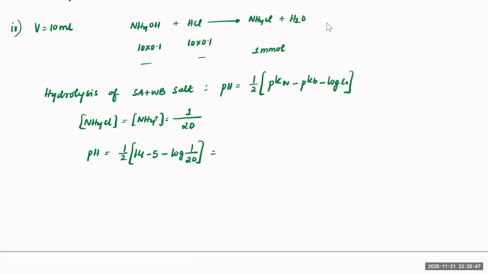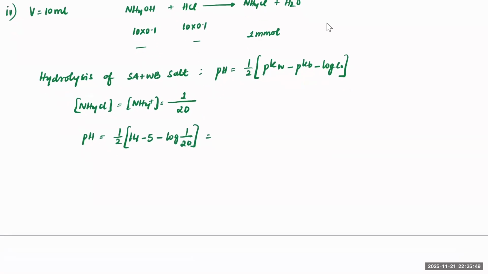Okay. So this is 9 minus 1.3. So that is going to be 10.3 divided by 2, which is coming as 5.15. You can see it is less than 7. But notice one thing. Suddenly, the pH of the solution has dragged down. It was gradually changing, right?